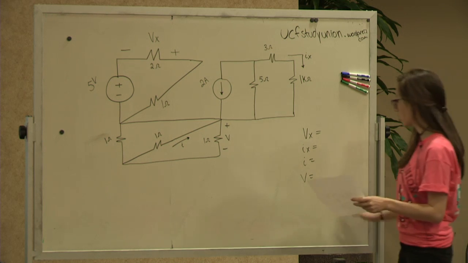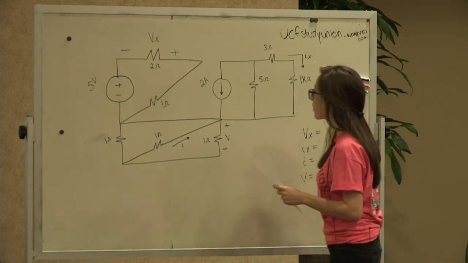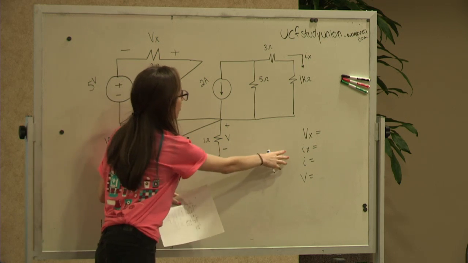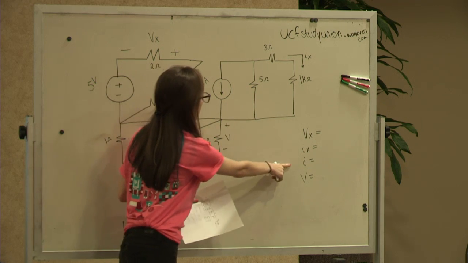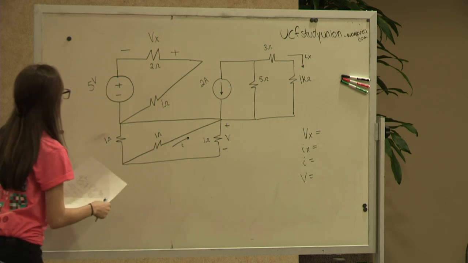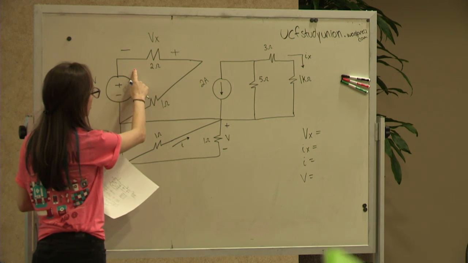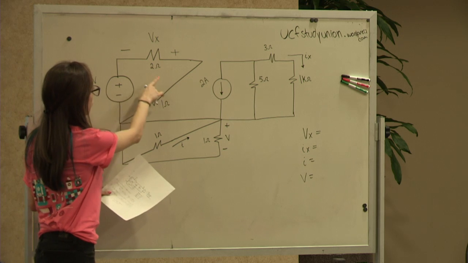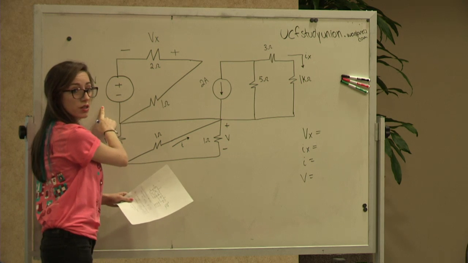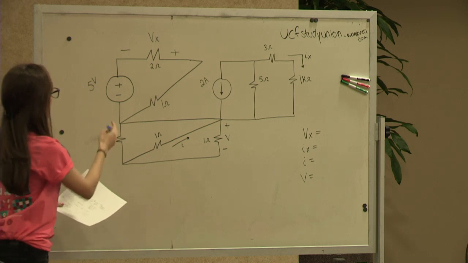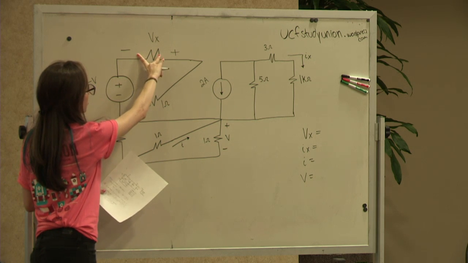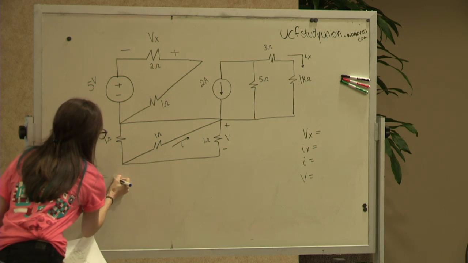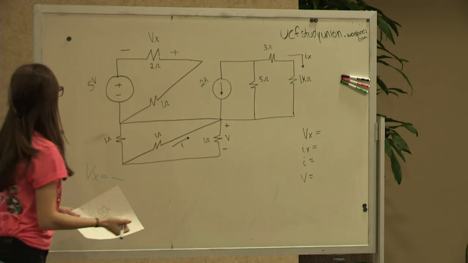So this first question should take like 3 minutes. You want to find Vx, you want to find Ix, and you want to find I and V. As you notice, these two resistors are in series, right? And they're in series with a voltage source. So you could just do a voltage division on that. But also notice that the polarity is switched. So when you find Vx, you're going to put a negative out front because of that polarity.